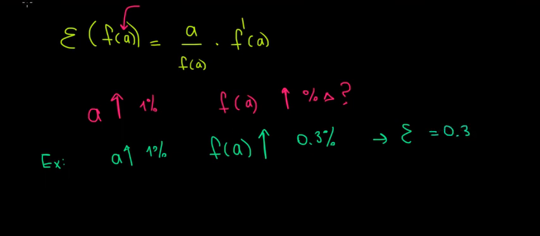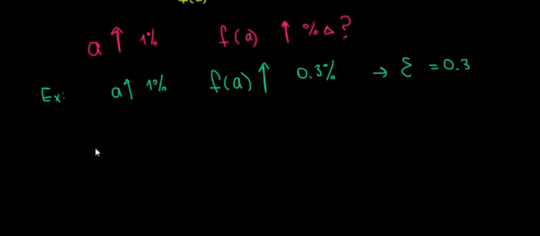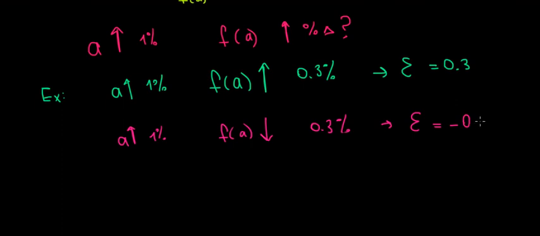But let's say the opposite happens. If a increases by 1%, and our function at that point decreases by 0.3%, that means that the elasticity at that point is equal to minus 0.3. So it's very similar to derivative, where we show rate of changes, but it is the rate of change in percent and not in units. That's the difference between elasticity and derivative. Hope this makes sense. We are done.